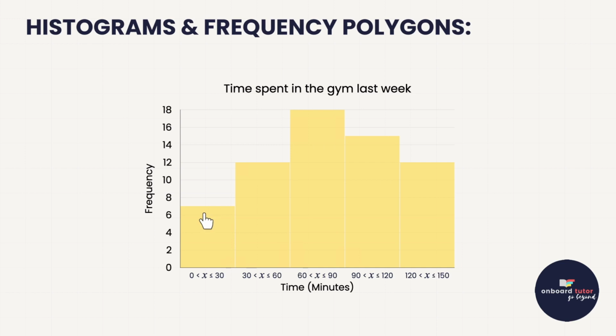So for example here, in this first section, 7 people spent between 0 and 30 minutes in the gym last week. And then right next door to that, we've got these 12 people who spent between 30 and 60 minutes in the gym last week.